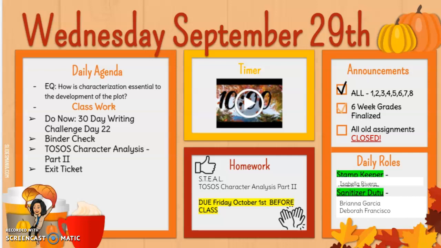Okay, so getting into it today. Today we have our 30-day writing challenge, day 22. I will be conducting a binder check, and we will be continuing on with our Other Side of the Sky character analysis, part 1 and 2. My 3-4, you haven't done part 1 yet. I will be getting into it today on how to do it, okay?